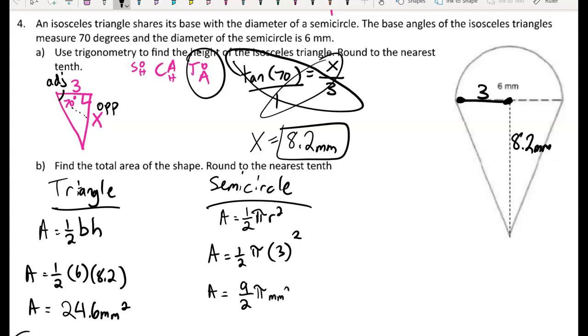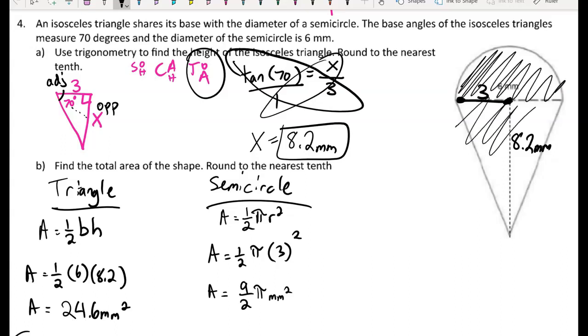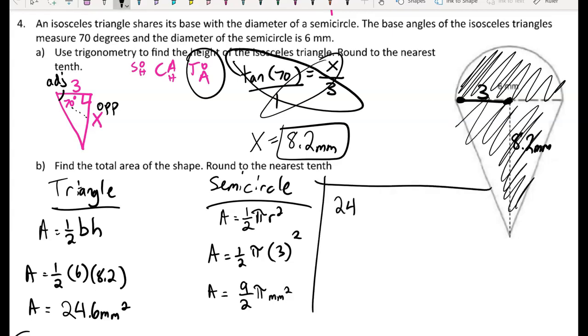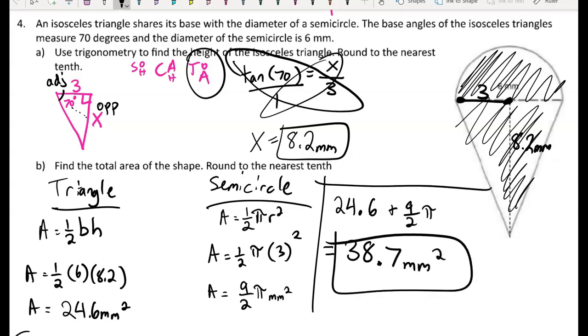And I could slap a unit on the end of that too, but I'm going to do something with these before I add a unit to the end. If I'm finding the total area of the semicircle and the isosceles triangle, that's an addition problem. So I'm just going to sum those 2 values. So 24.6 plus 9 over 2 pi. And again, if you wanted to convert that to a decimal right here, you could. But if I type that all into my calculator at the end, I find that my total area is just 38.7 millimeters squared. So for the total area there, I just sum the 2 pieces that I see, a semicircle and an isosceles triangle.